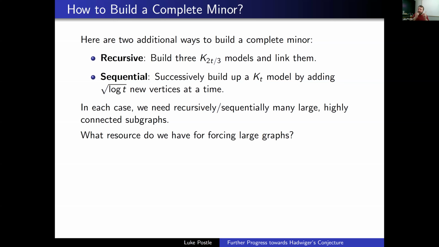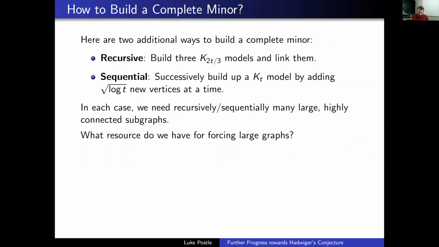So that's the issue in the first proof: those nice connected subgraphs were small. If I could only know that they were small but decently large, that they had a chance to have things inside them, then I might have hope. And this is the struggle. What resource do we have for forcing large graphs?